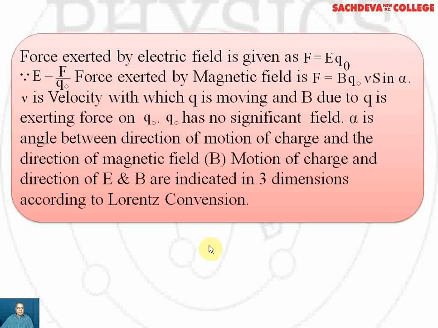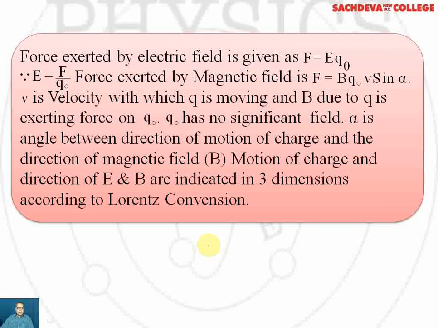And the force exerted by the electric field is given by F equals E Q naught, because electric field is F over Q naught. The force exerted by the magnetic field is F equals B Q naught V sine alpha, where V is the velocity with which Q is moving, and B is due to Q exerting force on Q naught. Q naught has no significant field. Alpha is the angle between the direction of motion of charge and the direction of the magnetic field.